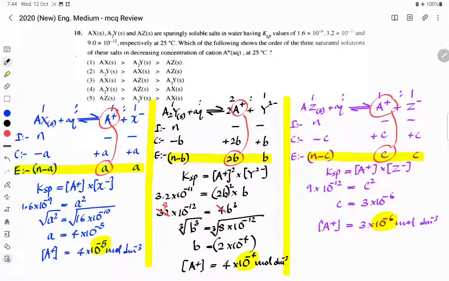Now when you look at these 10 to the power minus values, we can see 10^-4 has the highest value. So the A+ concentration obtained from A2Y will be the highest. Then the next highest value will be 10^-5, therefore it will be AX. Then the last compound, AZ. So this is how the A+ concentration decreases. Therefore the answer will be the second one.